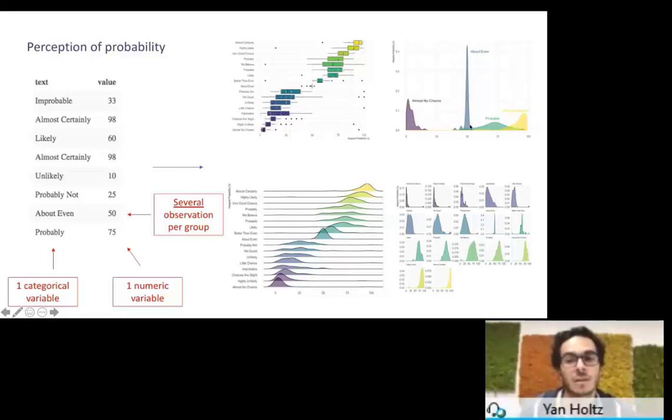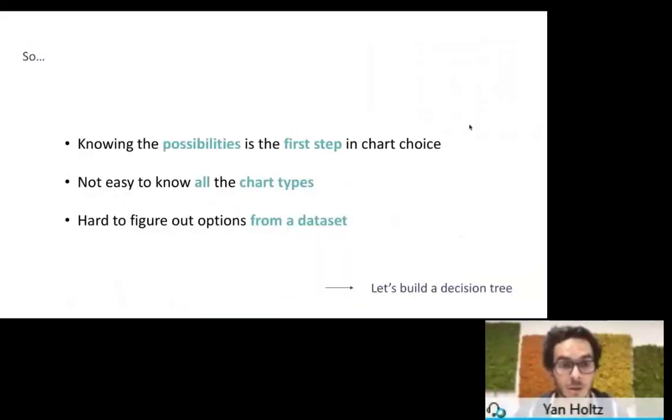or you can show all the distributions on the same chart. So as you can see, when the data set becomes a bit bigger, a bit more complicated, the number of viz you can create gets more numerous and a bit more complicated to build as well. So what I'm trying to say here is that it's definitely not trivial to go from one data set to all the viz you can build with it, and it's definitely worth thinking about. Knowing the possibilities is the first step in chart choice. It's not easy to know all the chart types you can build with one data set.